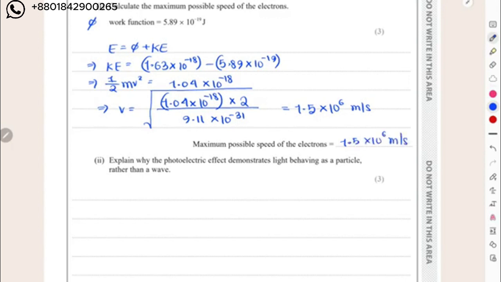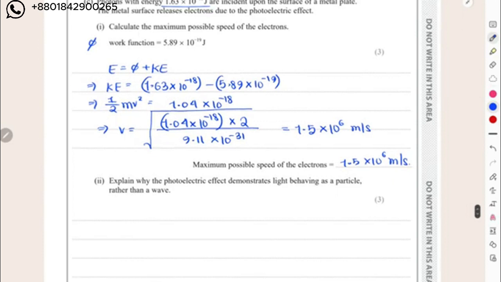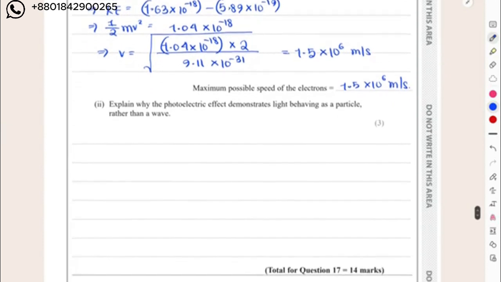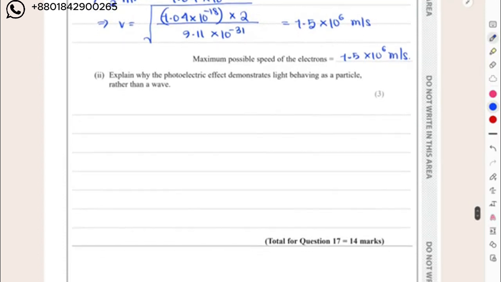So yeah, this is it. I hope part C1 was clear. Moving on to part C2: explain why the photoelectric effect demonstrates light behaving as a particle rather than as a wave. Because over here, the energy of the photon increases due to an increase in frequency.